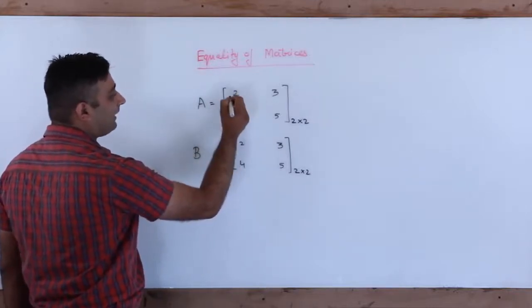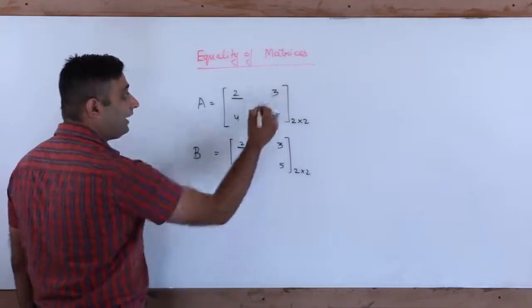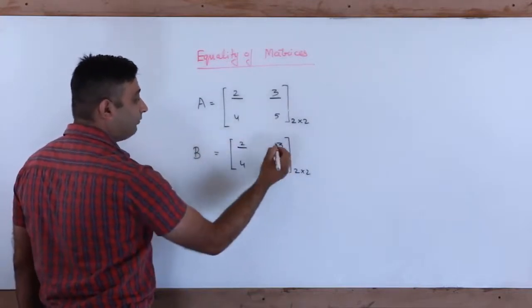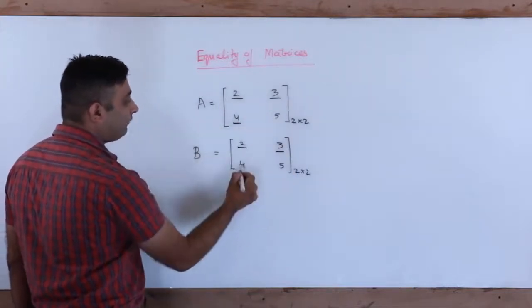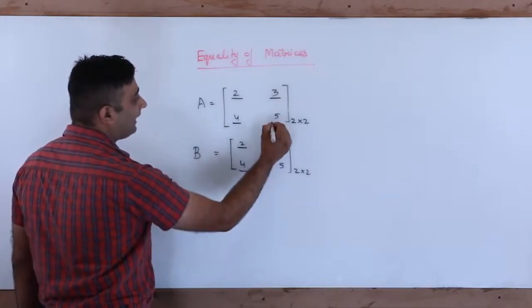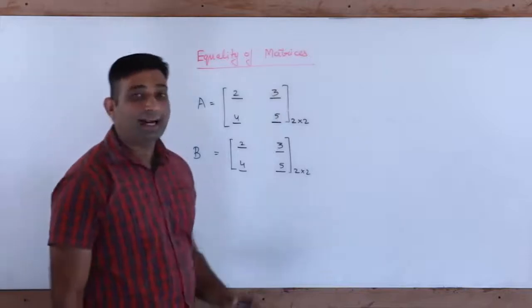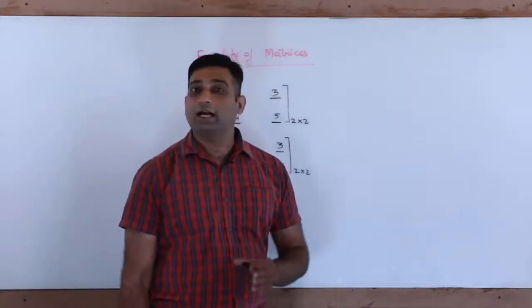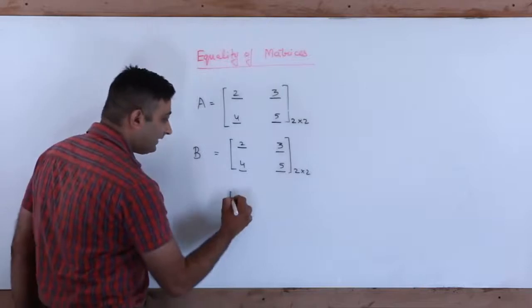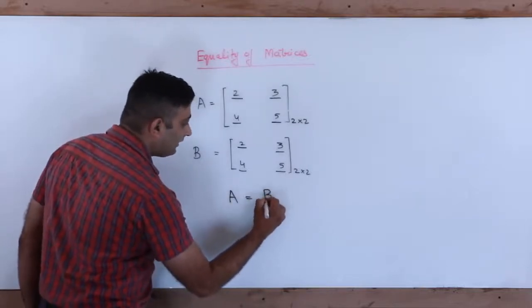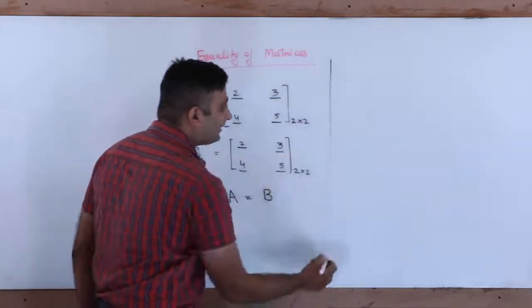Corresponding entries are A11 is 2, A12 is 3 in both the matrices, A21 is 4 in both the matrices and A22 is also 5 in both the matrices. That means these matrices are equal. We represent it by the symbol equal. Now let us consider one more example.